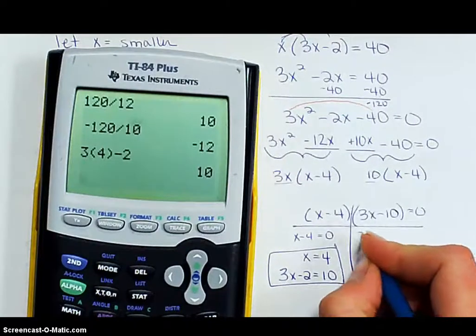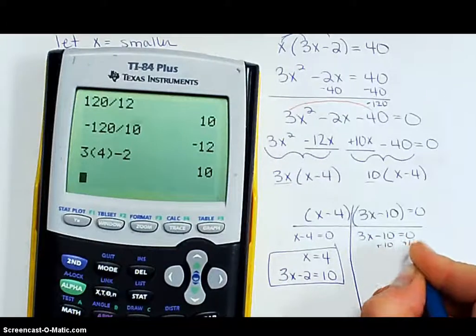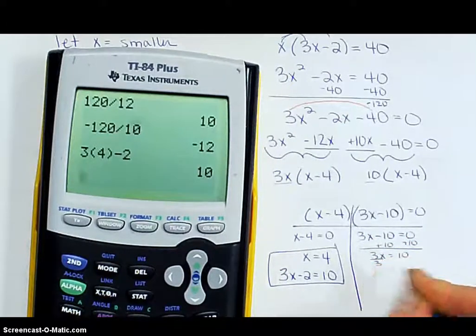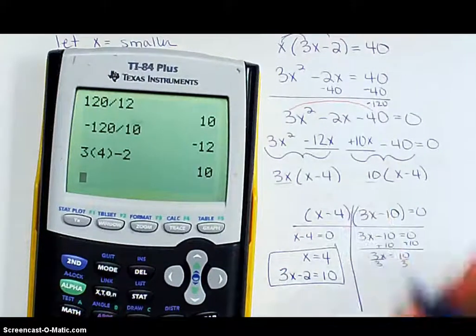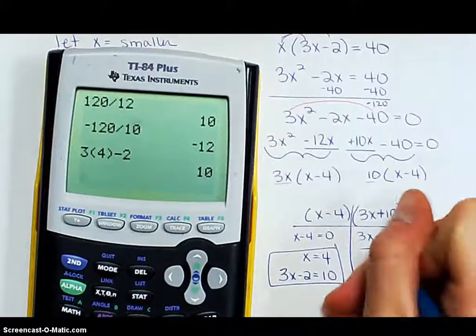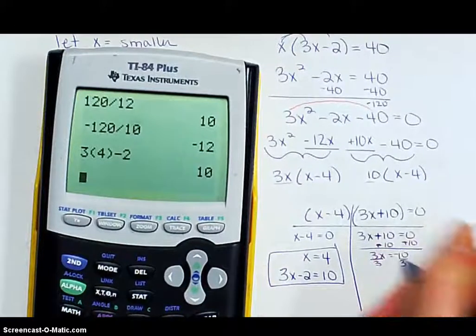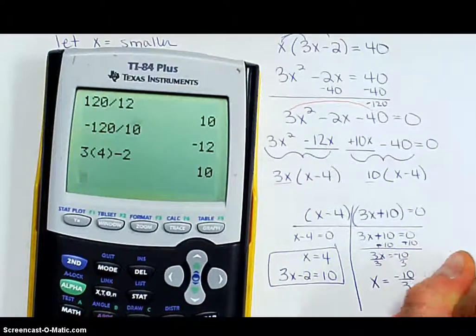Now over here, 3x minus 10 equals 0. So we're going to add 10 to the other side. 3x equals 10, and then we divide by 3. Oh, wait a second, I made a goof there. This is supposed to be plus 10, so that means we're going to subtract 10, so this should be a negative 10 over 3. So x is equal to negative 10 over 3.